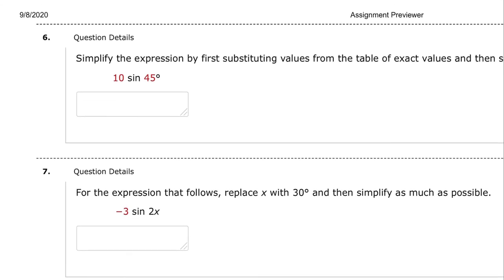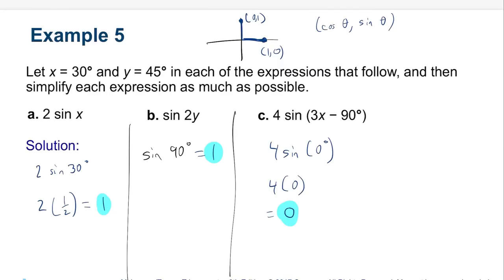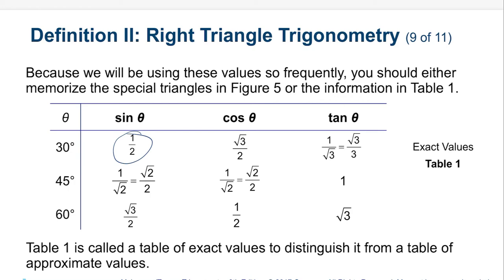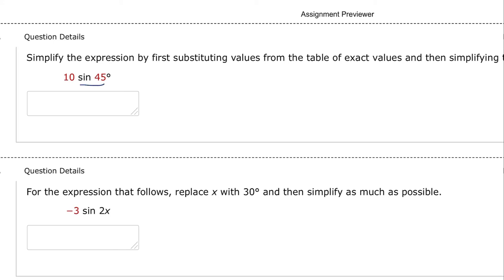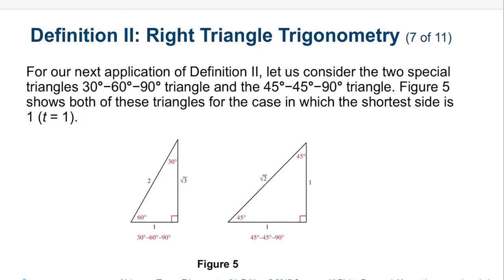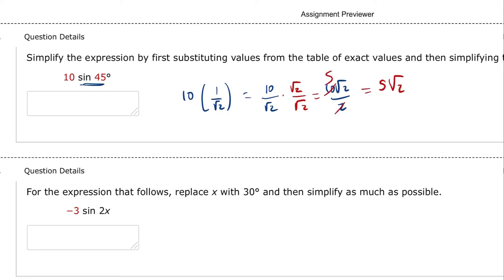All right, here they want us to simplify this expression. So we know the sine of 45, we can always refer to the right triangle that we have over here, or you can use this table if you'd like. But you can also use that right triangle. So the sine of 45 would be, sine is opposite over hypotenuse, so 1 over radical 2. So now we have 10 times 1 over radical 2, which is 10 over radical 2. And if we rationalize the denominator, we will get 10 rad 2 over 2, which becomes 5 radical 2.